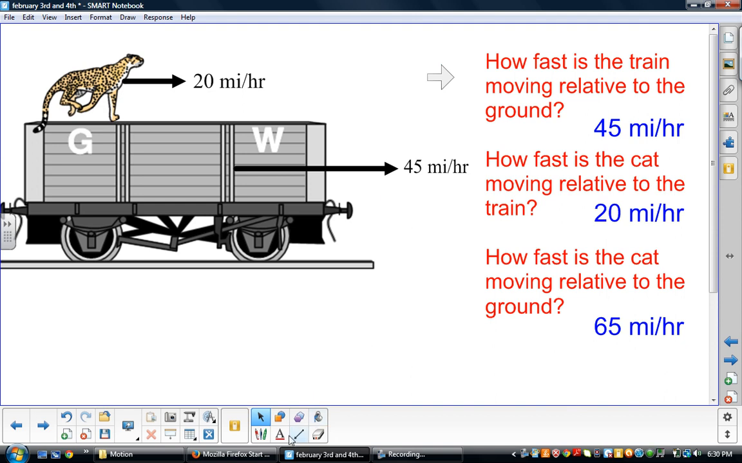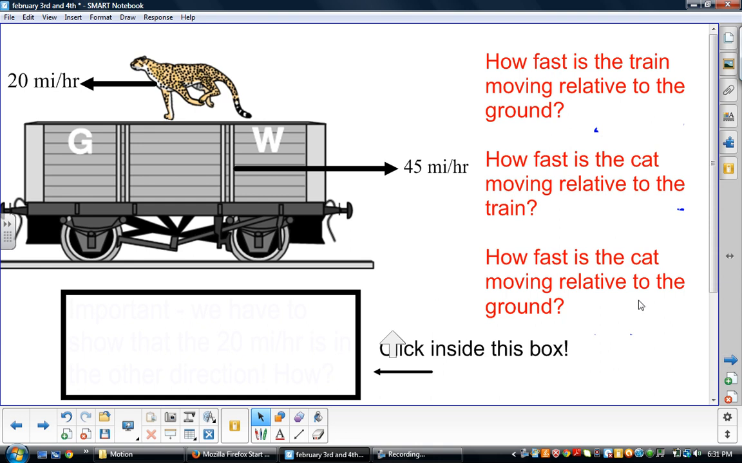So if you were standing down here where the arrow is, and you were looking up and watching the train and the cat go by, it would appear to you that the train was going 45 miles per hour. It would appear to you that the cat was going 65 miles per hour.